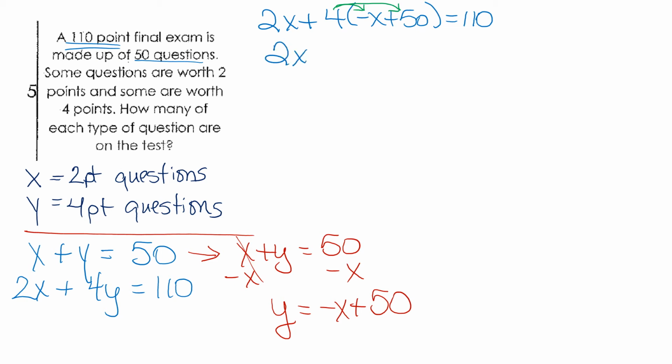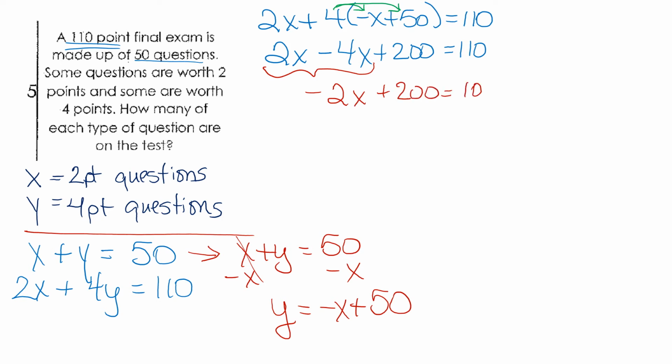So that's going to give me 2x. 4 times negative x is negative 4x. 4 times 50 would be a positive 200. Equals the 110. At this point, you do need to combine like terms, so 2x minus 4x would be a negative 2x, and then bring down your other terms that you did not use. We are undoing the addition by using inverse operations, so subtract 200 on both sides. Leaves me with negative 2x, an equal sign, and a negative 90.